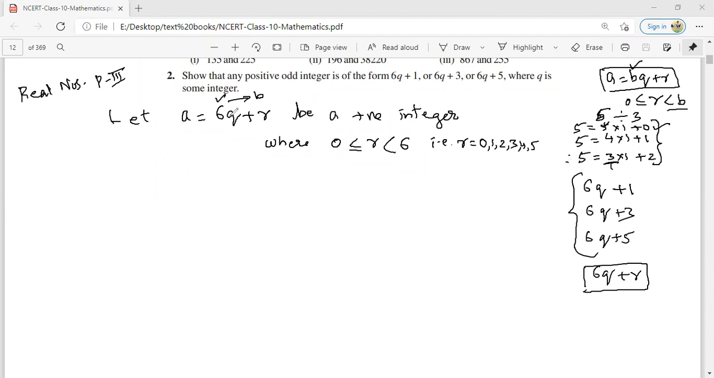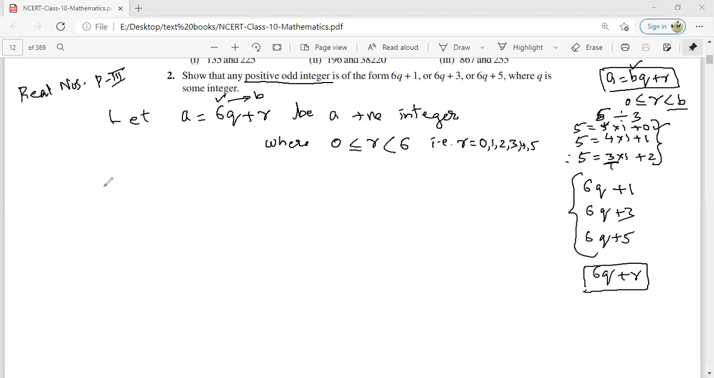Now the question is: any positive odd integer can be written in the form. So any positive odd integer. We have to check the odd integers 1, 3 and 5. So we will write positive integers.